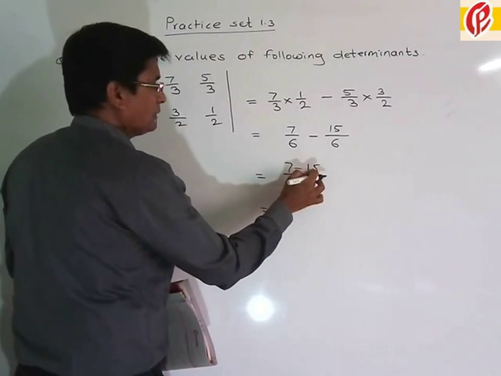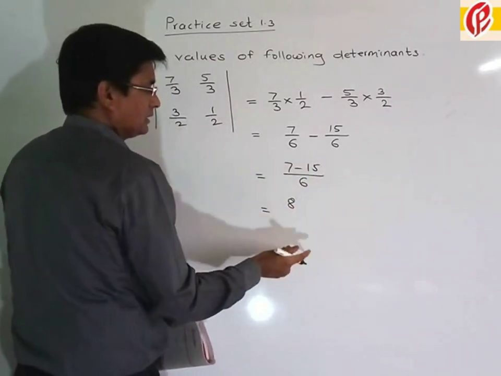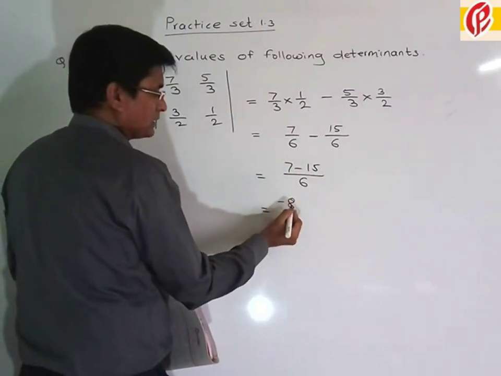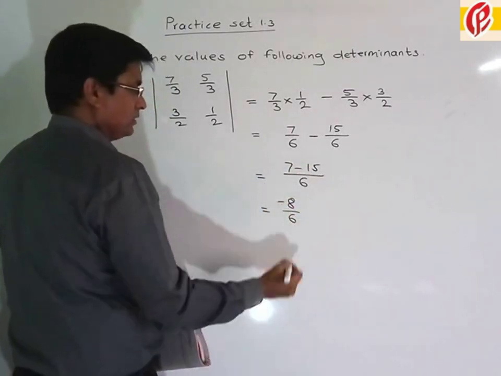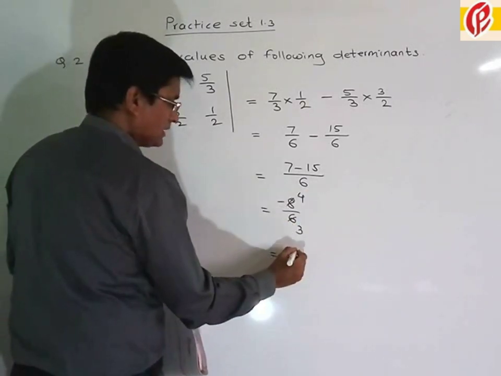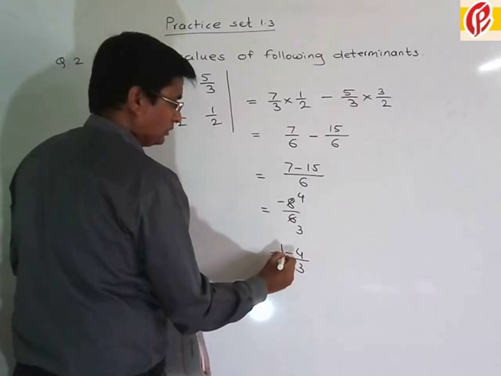7 minus 15 means 15 minus 7, that is 8, and greater number sign, minus 8 upon 6. Then 2 3s are 6 and 2 4s are 8. So the answer is minus 4 upon 3.